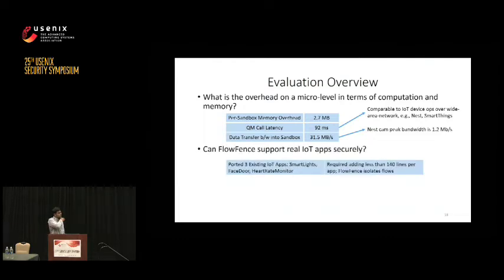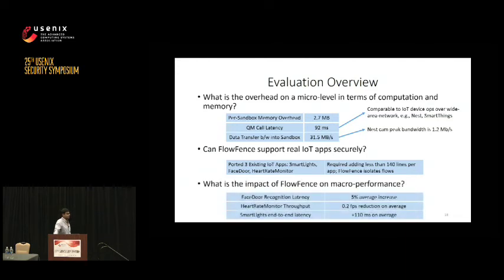The second question is, can we support real apps in a functional and secure way? And to show this, we ported 3 existing IoT applications to this framework, and we found that it requires adding less than 140 lines of code per app, and we found that it was fairly straightforward to create and isolate these flows. And finally, we also looked at macro performance factors for throughput and end-to-end latency for critical operations on these apps. So I'm just going to focus on these two. Please see the paper for details on the micro benchmarks.